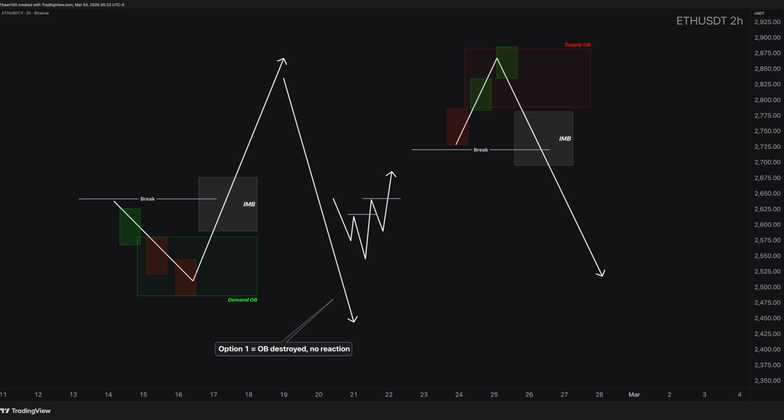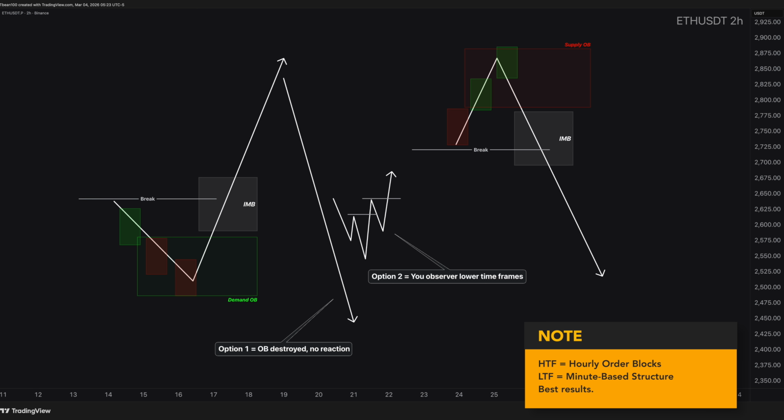First of all, you will probably notice that half of the order blocks get completely destroyed without any reaction from the price. In many situations, price simply comes into the zone and keeps crashing straight through, and the demand area never holds at all. And that is exactly why it's so important to pay close attention to the lower time frames. Basically, when you identify hourly order blocks, like 1, 2, 3 hour order blocks, you also need to check the minute-based inner structure before making any decisions.